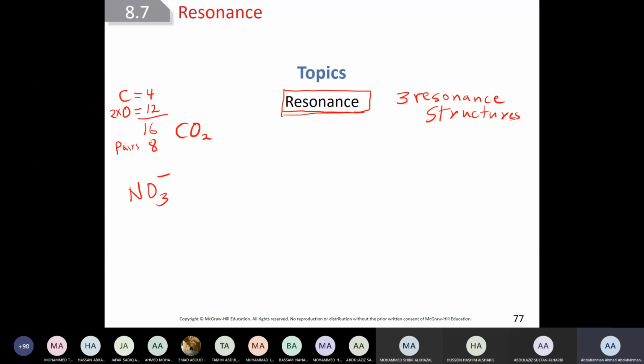What's the valence electron count of nitrogen? 5. How about oxygen? 6, times 3, which is 18. And then the -1, a total of what? 24. It's not 26. 24, isn't it? Yes. Okay, go ahead. Draw the structure.